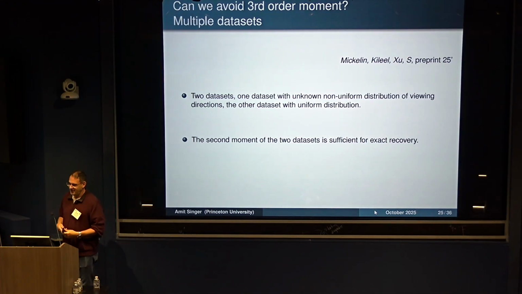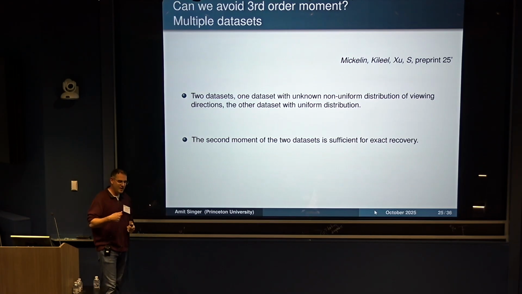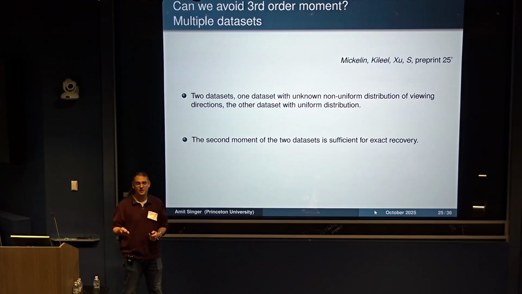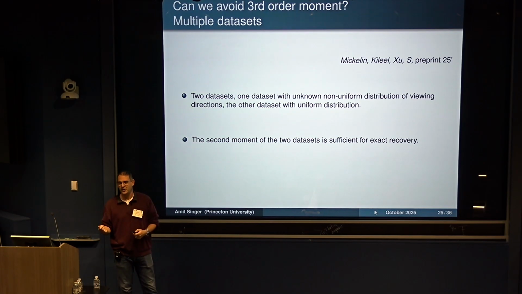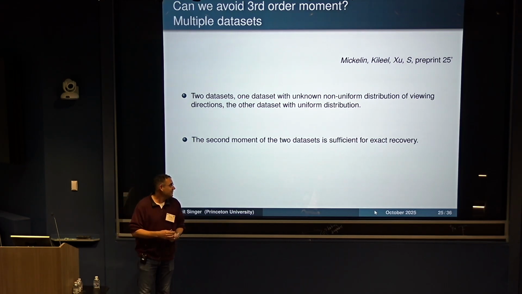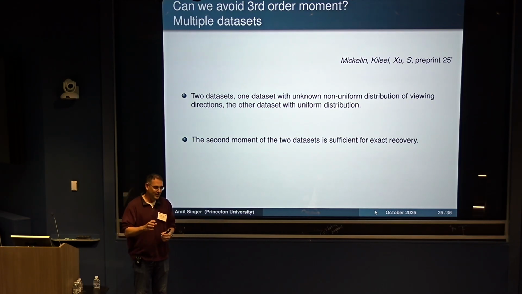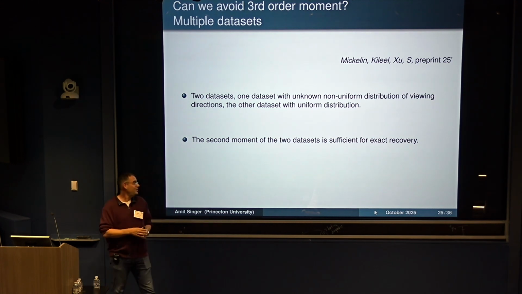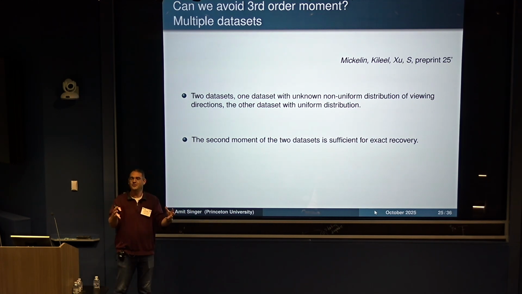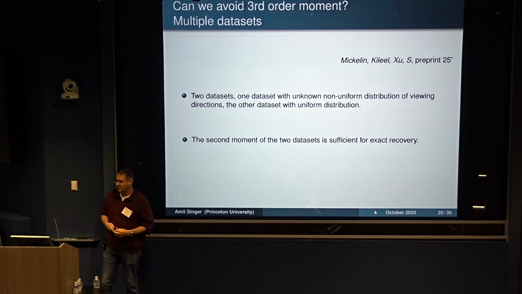And finally, you can use multiple data sets of the same molecule, but in the sample preparation, somehow guide the molecule to take different distributions of viewing directions. For example, there are ways to make the molecule take more of a uniform distribution. I will not go into it now, but then you can take those data sets, compute the second order moment from each one of them separately, and then solve for the 3D structure.